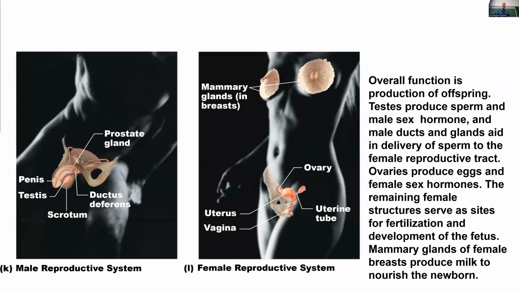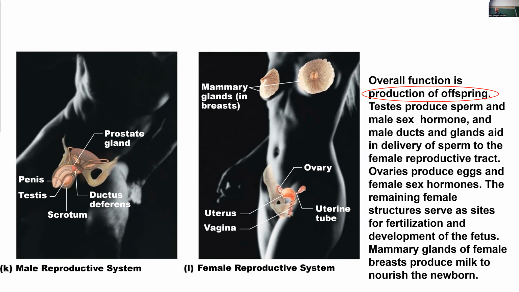And then finally, we have the reproductive systems. This course, we don't really spend a lot of time on the reproductive systems, to be honest. There's a lot more physiology there than I think anatomy, but we will touch on it a little bit. And you could argue, the overall function of the reproductive system is the production of offspring, right? Your ability to produce kids.